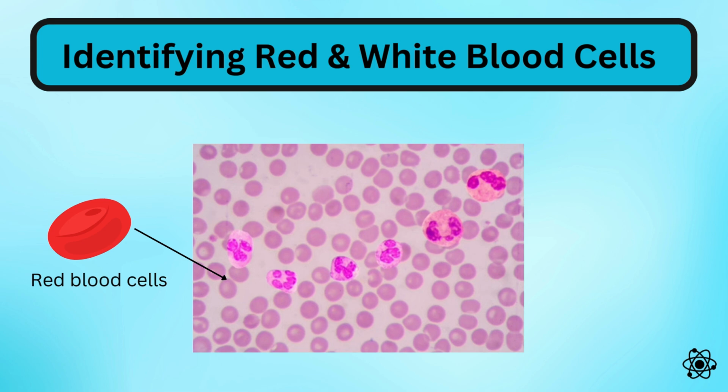Red blood cells don't have a nucleus, so as you can see in the photomicrograph, the circular shaped cells with the solid color will be the red blood cells. White blood cells, on the other hand, are larger cells with a big nucleus, so on the photomicrograph, you may notice these cells distinctly because of their big nuclei.